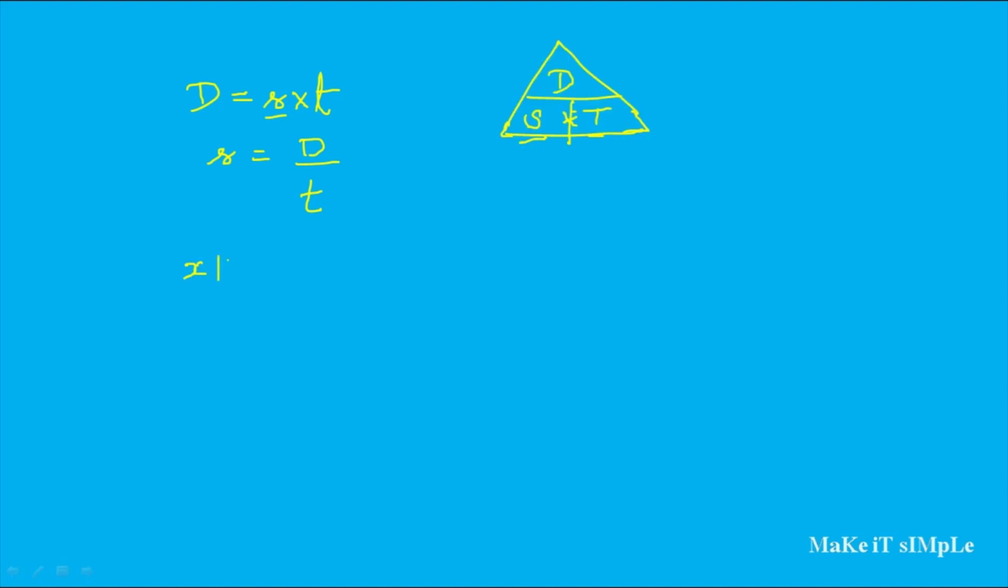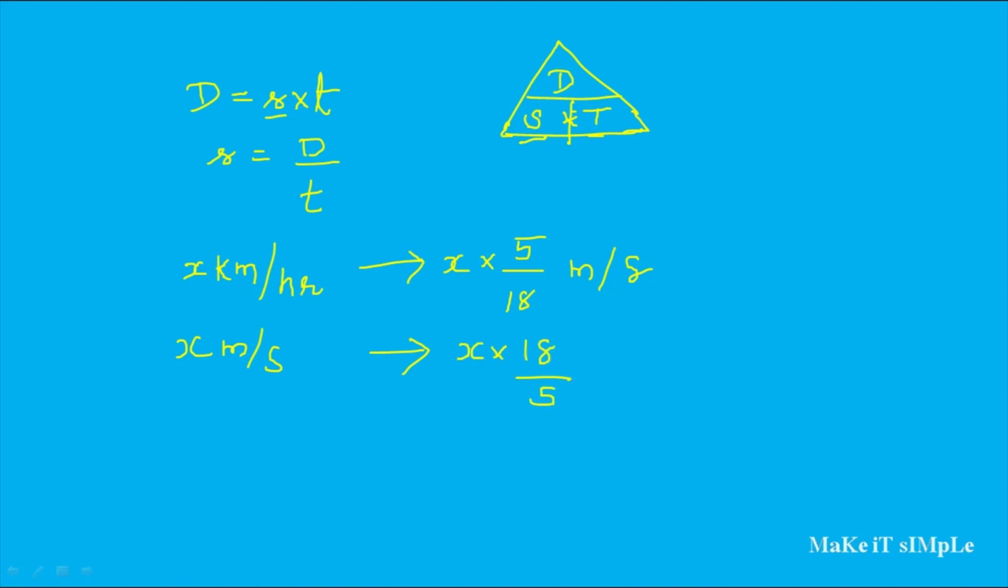Next we will see how to convert kilometer per hour into meter per second. When the speed is given in kilometer per hour and we multiply it by 5 by 18, you will get it as meter per second. Now next, on conversion of meter per second into kilometer per hour, we have to multiply it by 18 by 5.